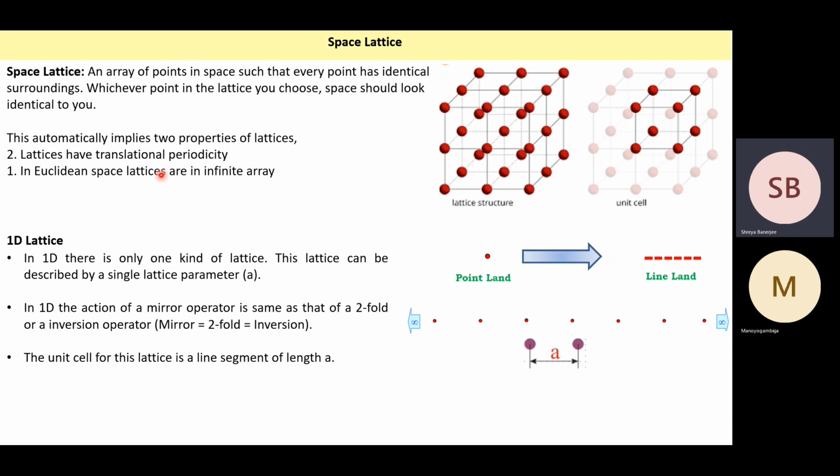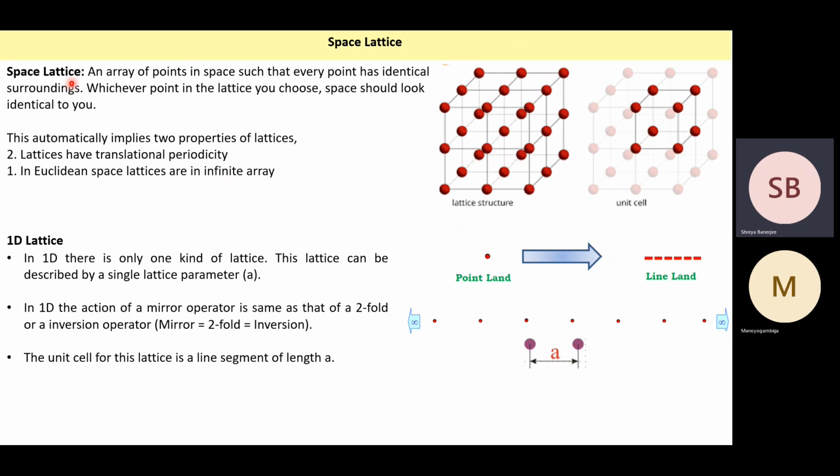One is that lattices have translational periodicity, meaning this is one cube. You can have another cube just beside it, another just below it. So you can translate the cube to form the entire lattice. So in Euclidean space, lattices are an infinite array. Like I said, this is just a small portion of the lattice. You can actually extend them to infinity in X, Y, and Z directions to get an ideal space lattice. And this is a unit cell of the lattice, which is the smallest repeating unit.